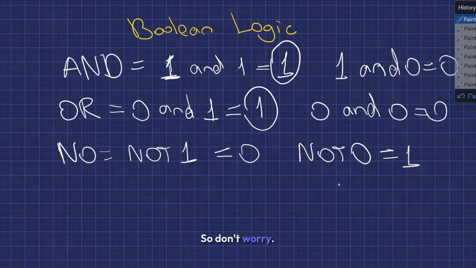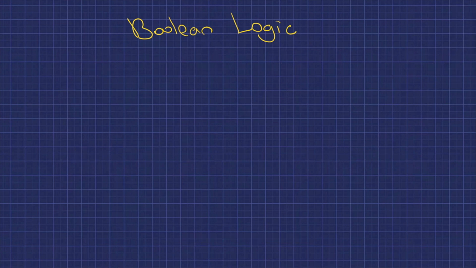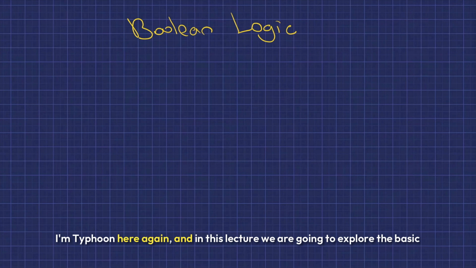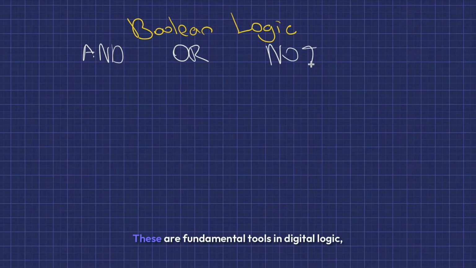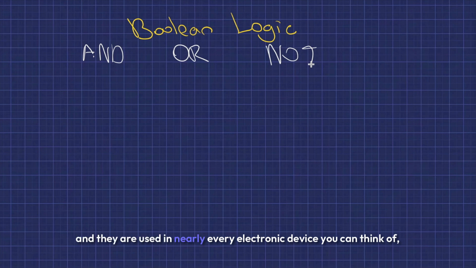So don't worry. Hello everyone, I'm Typhoon here again, and in this lecture we are going to explore the basic Boolean operators, the AND, OR, and NOT. These are fundamental tools in digital logic, and they are used in nearly every electronic device you can think of, from computers and smartphones to microwaves and traffic lights.